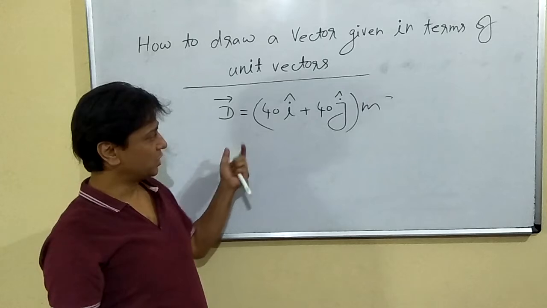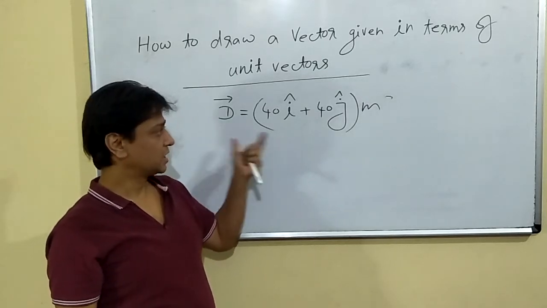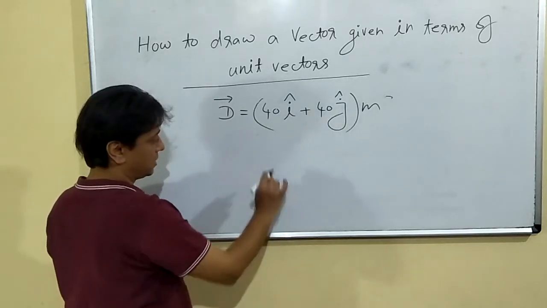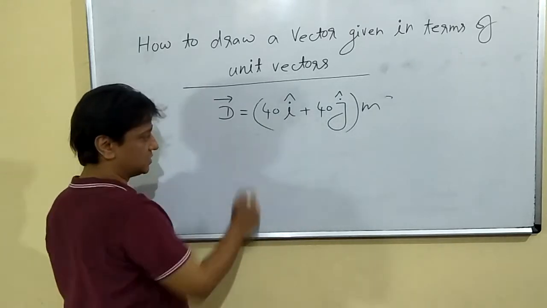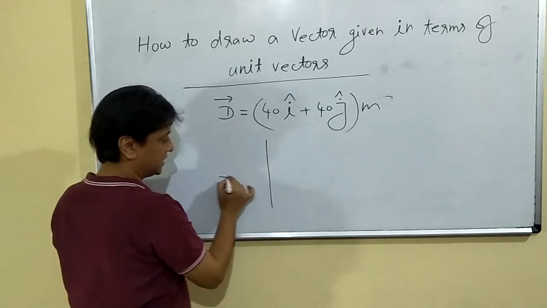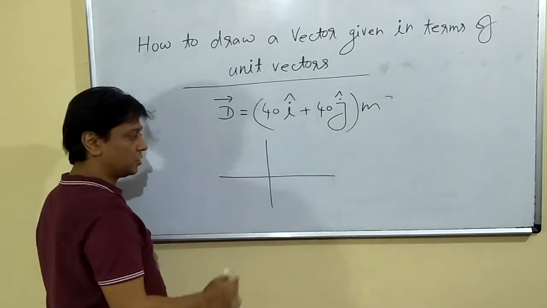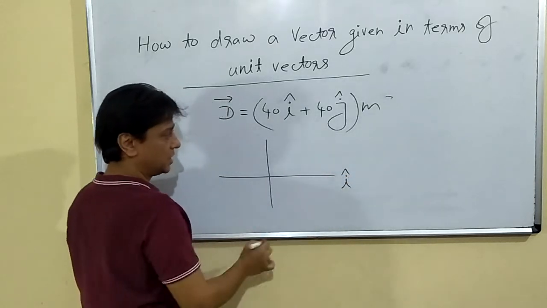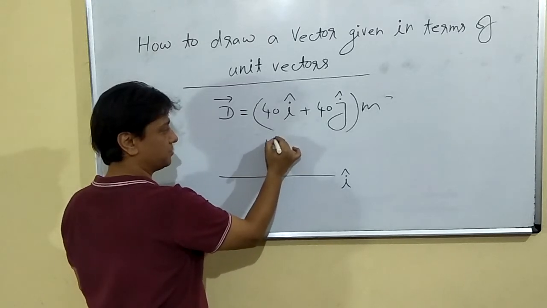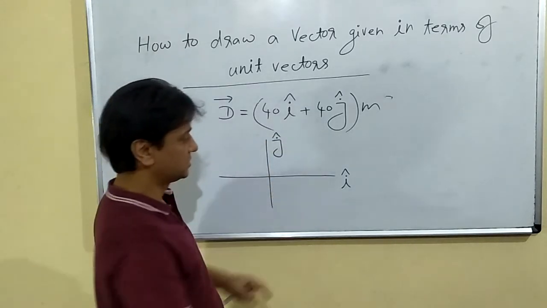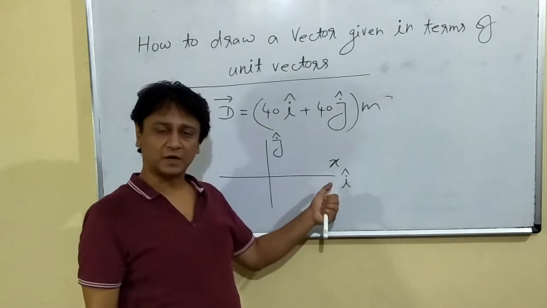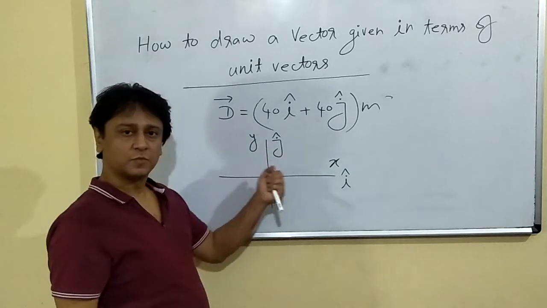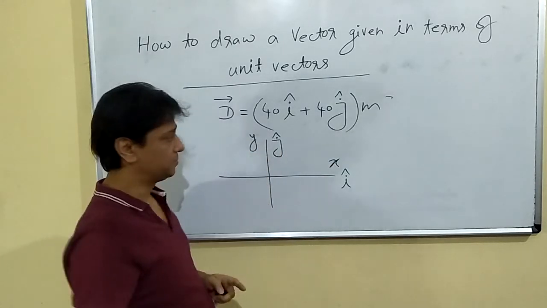Our aim is to find what displacement 40 I cap plus 40 j cap represents. Now how do you draw a vector like this? Draw x-axis and y-axis. You know that this is the direction of I cap and this is the direction for j cap. The x-axis unit vector is I cap, and the y-axis corresponding unit vector is j cap.